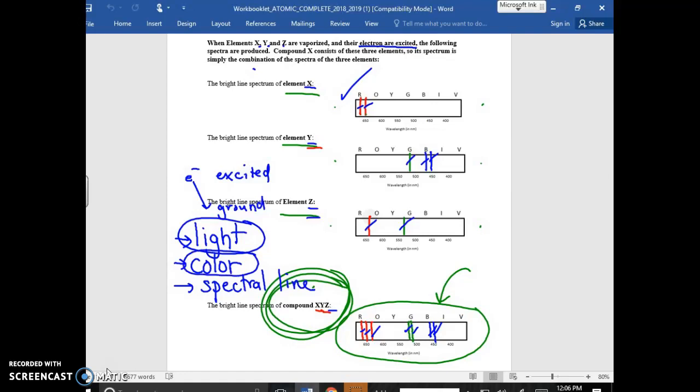And if that color is passed through a prism and then through a particular small passageway, it will be perceived as a spectral line.